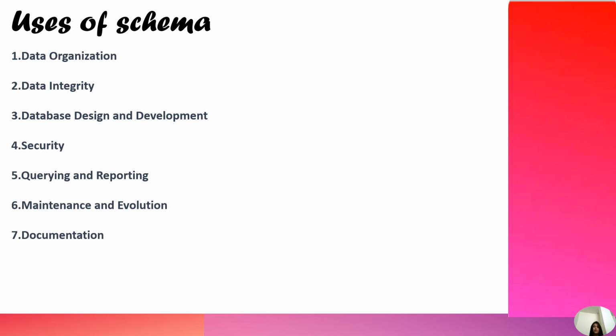Querying and reporting. Schemas play a crucial role in writing SQL queries and generating reports. They define the relationships between tables, helping users retrieve and analyze data effectively. Maintenance and evolution. Schemas facilitate database maintenance and evolution as our database requirements change over time. The schema can be modified and extended to accommodate new data elements or business rules. Documentation. Schemas serve as documentation for database structures. They provide a clear reference for developers, administrators, and other stakeholders to understand the organization of data within the database.